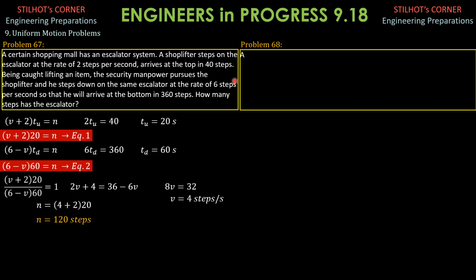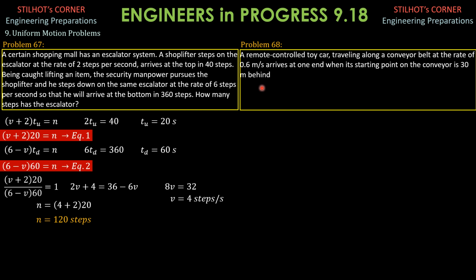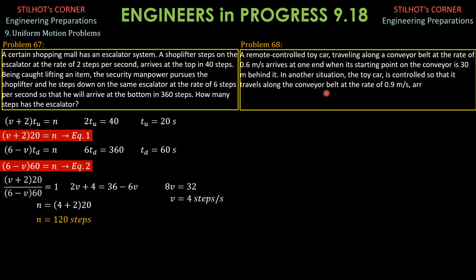problem 67. For problem 68, a remote-controlled toy car traveling along a conveyor belt at the rate of 0.6 meters per second arrives at one end when its starting point on the conveyor is 30 meters behind it. In another situation, the toy car is controlled so that it travels along the conveyor belt at the rate of 0.9 meter per second, arrives at the other end when its starting point has moved 65.625 meters. So how far apart are the ends of the belt conveyor?